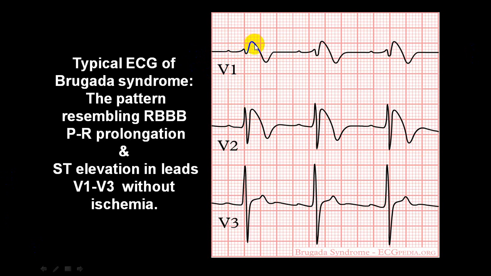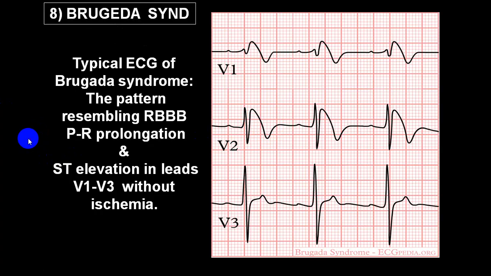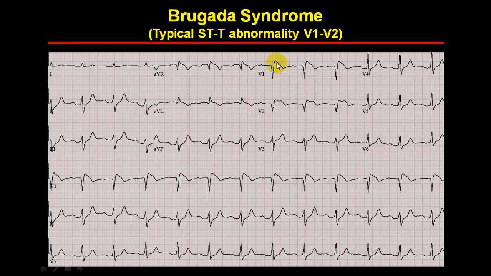As well as if you see this in V1, ST elevation with coved ST segment elevation with T wave inversion in V1, V2 or sometimes V1, V2, V3, this is type 1 Brugada syndrome. And if you see a saddle shape elevation and depression in the ST segment, then you call that type 2. Here you can see a downsloping.